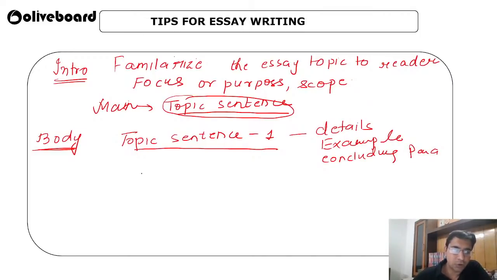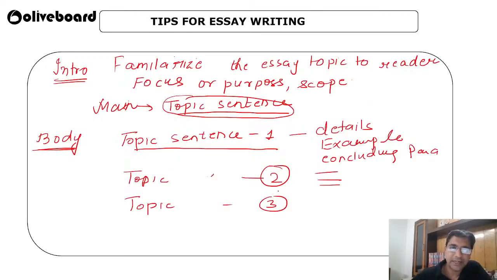Then you go to the second paragraph. Then a topic sentence related to your essay. Topic sentence 2. Now you are talking about the second part of that essay. Then again details, example, concluding paragraph. This way you can write 3 topic sentences related to your topic. That means the sub parts of the topic which has been given in the essay. You can divide your essay into 3 sub parts in the body. After that you can reach a conclusion.